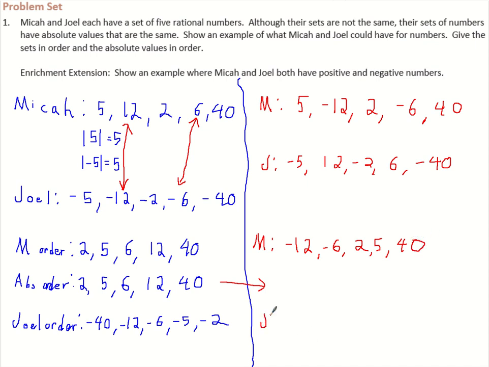For Joel, once again, most of his numbers were already ordered. The negative 40, the negative 5, and the negative 2 are all going to keep their same place. Negative 40, negative 5, and negative 2. And then the other two numbers, our positive numbers, are going to come out towards the right. Out of 12 and 6, 6 is the smaller number, and then 12 is the last. And with that, we've done both this half and the extension over here, still using the same numbers that we used before, just swapping their groups.